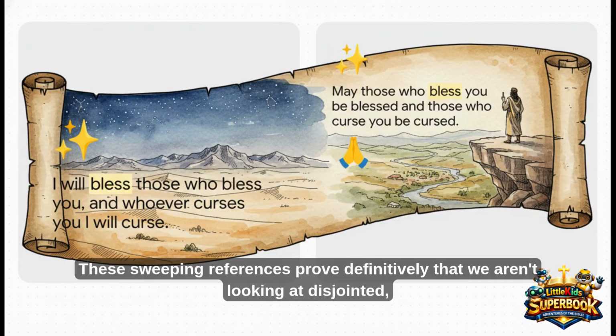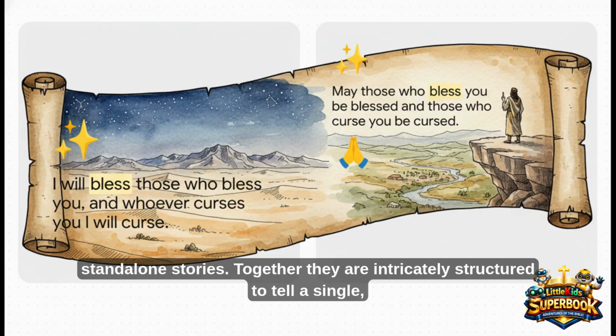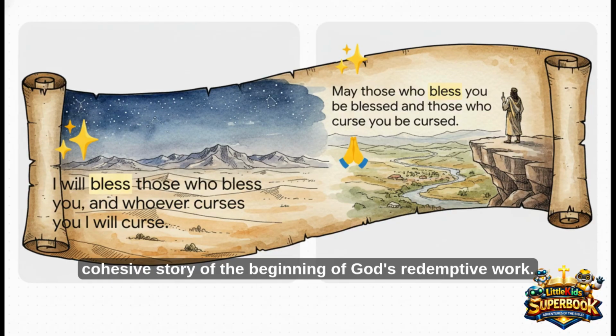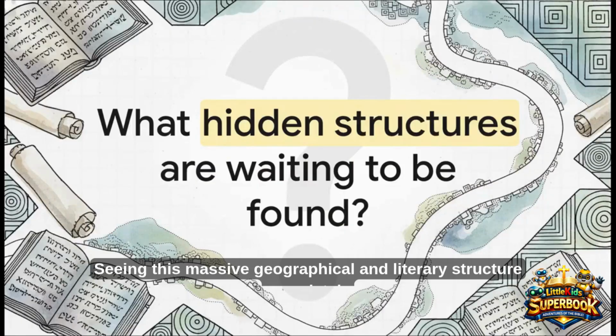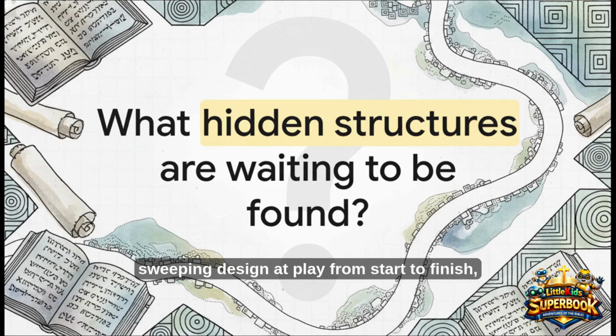These sweeping references prove definitively that we aren't looking at disjointed, standalone stories. Together, they are intricately structured to tell a single, cohesive story of the beginning of God's redemptive work. Seeing this massive geographical and literary structure completely flips how we read and understand this ancient literature. It proves there is a grand, sweeping design at play from start to finish, rewarding anyone willing to look just a little bit closer.